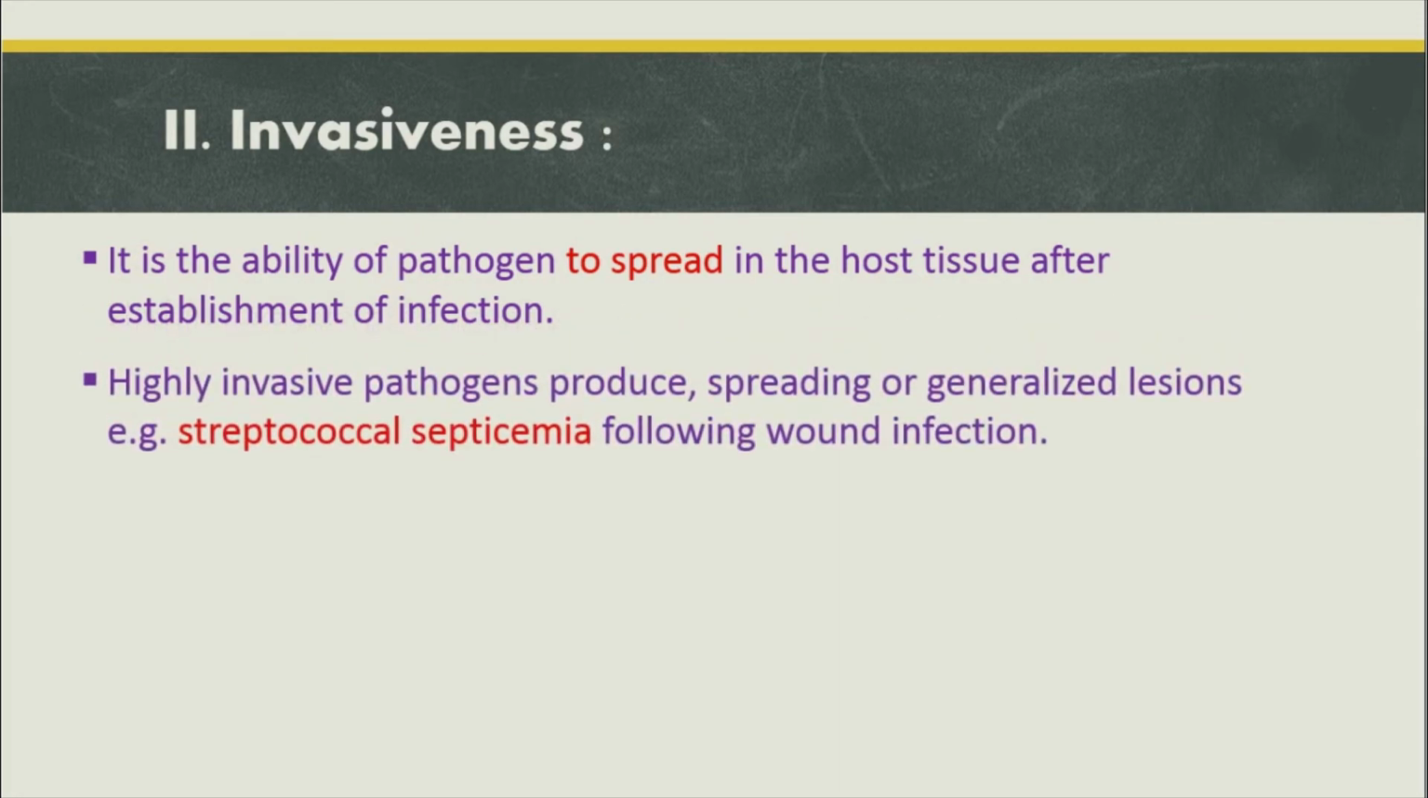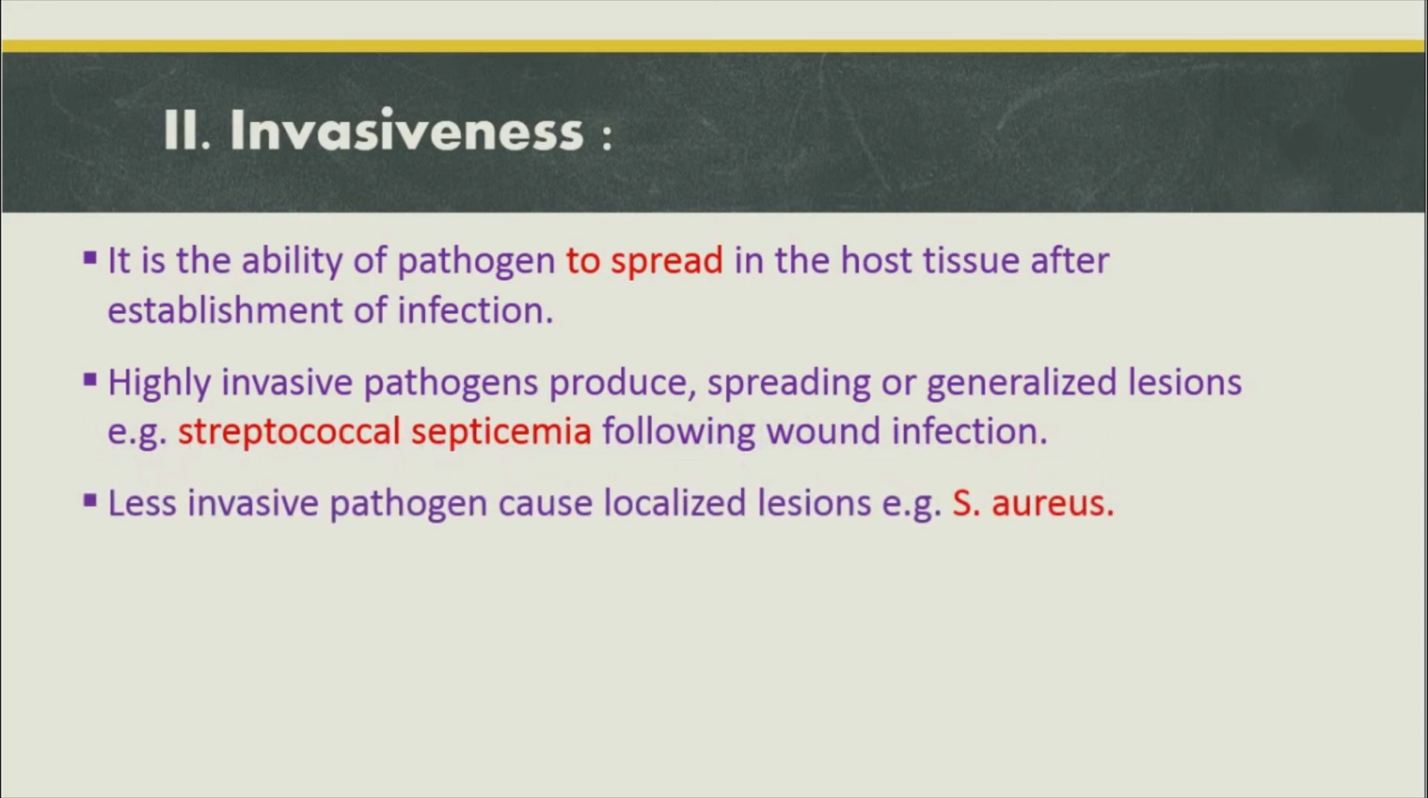So, you can see here the highly invasive pathogens produce the spreading or generalized lesion. An example is the streptococcal septicemia following the wound infection. Here the streptococci are able to cause wound infection at the specific site, but they are spreading and causing generalized infection, and they are spreading in the blood, multiplying, growing, and producing toxic products. So, that is why it is known as streptococcal septicemia, although they are entering only through the wound. The invasive power is much more in the streptococci than the staphylococci, that is why they are able to cause the septicemia.